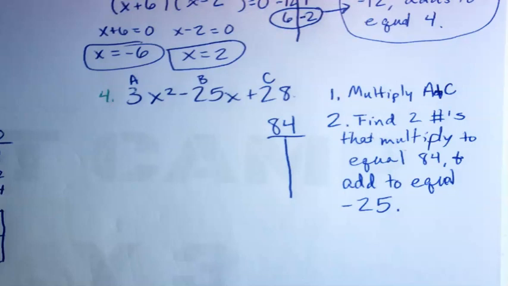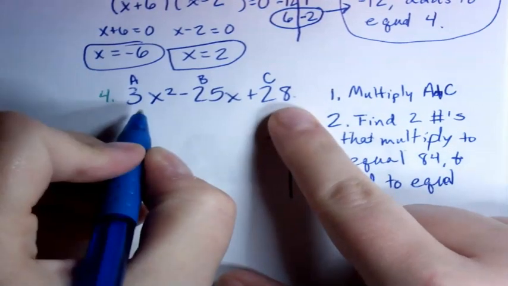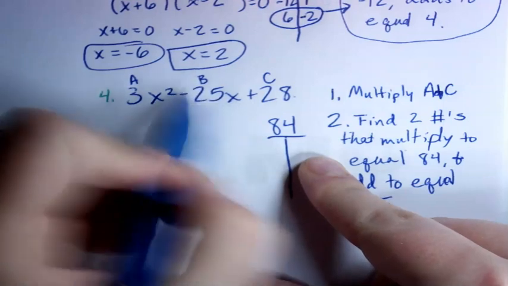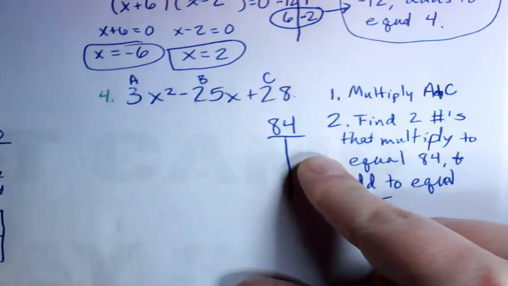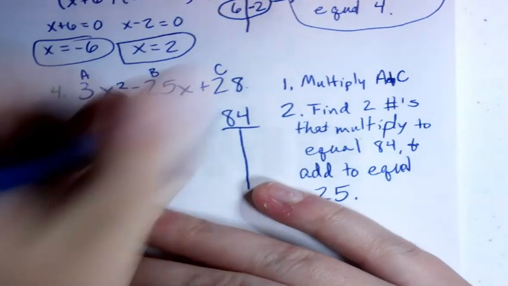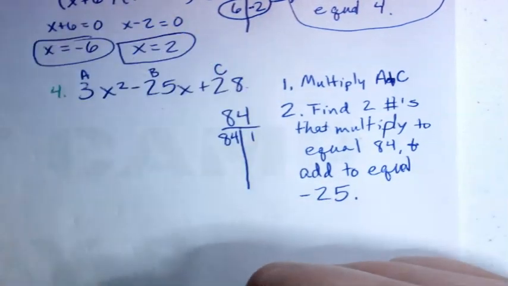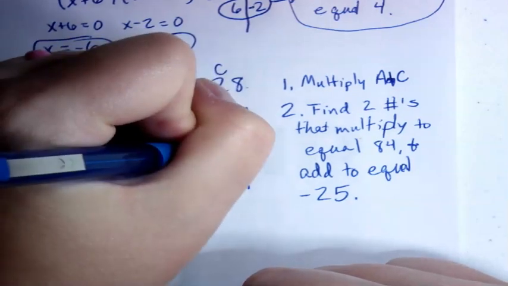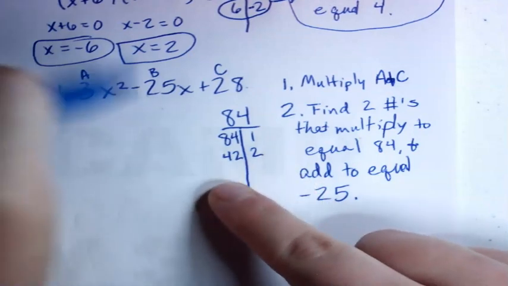I remember now. So we've got 84, because that's A times C. And then we want two numbers to multiply to equal 84, add to equal negative 25. All right, 84 times 1. That doesn't work. 42 times 2. No, we can't add those together to equal a negative 25.